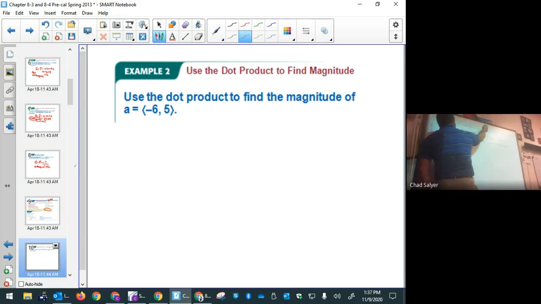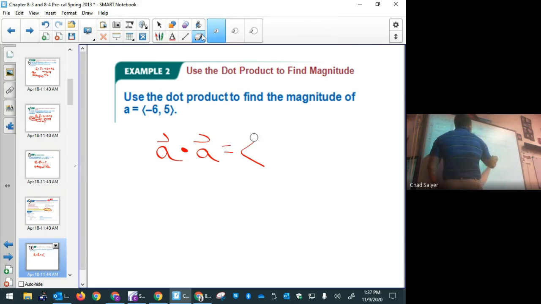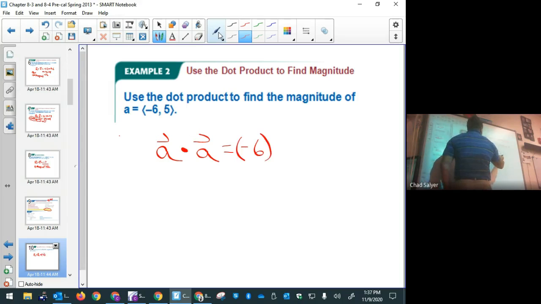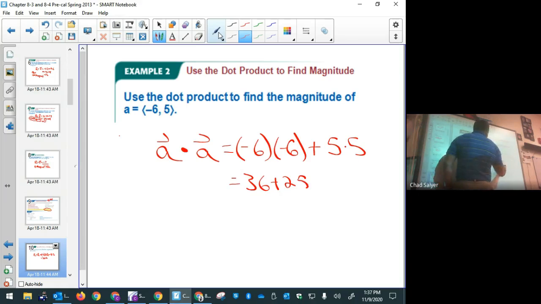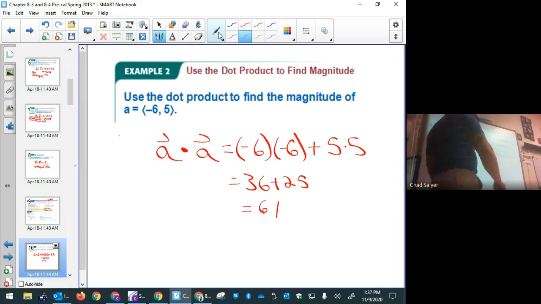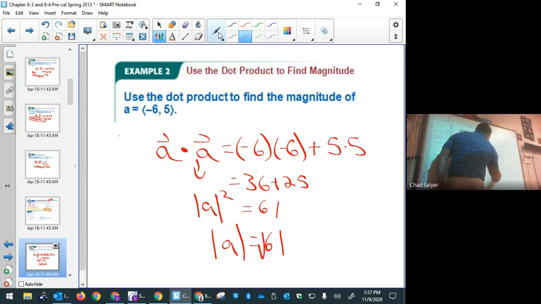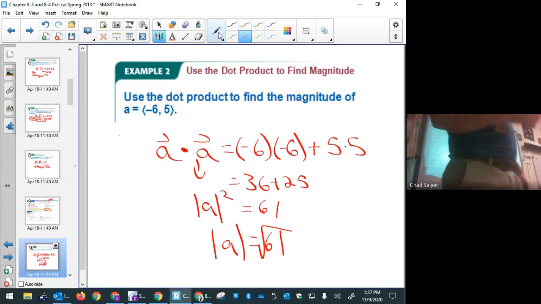So we're going to dot this vector with itself. That's going to be, and actually, I won't bother with that step. So -6 times -6 plus 5 times 5. So that's 36 plus 25 or 61. So that is the magnitude of A squared. So we take the square root and find just the magnitude of A. Radical 61, which does not reduce.